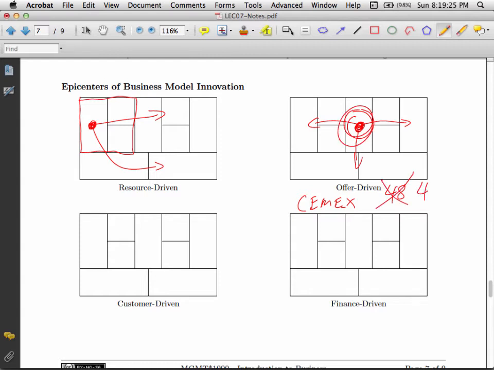So if that's our new value proposition, how is it going to impact our customers? Do we have different customer segments? How is it going to impact revenues and costs and so on? And especially, how is it going to impact our operations?